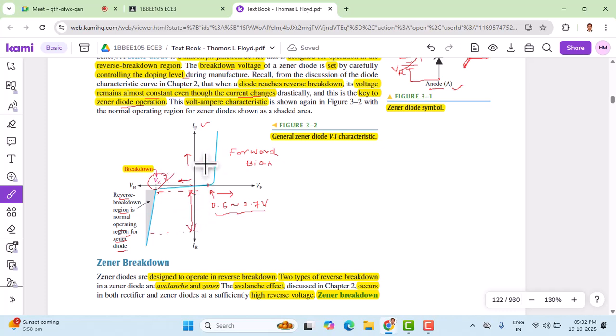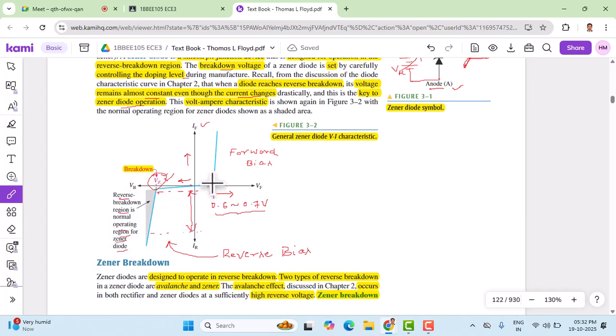So that's what the general Zener diode characteristics look like. This is the reverse bias characteristics. You can see that the current is negative and the voltage is also negative. So this is the region of operation for the Zener diode.